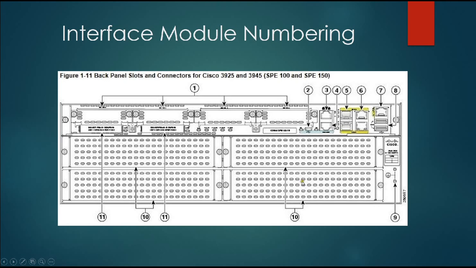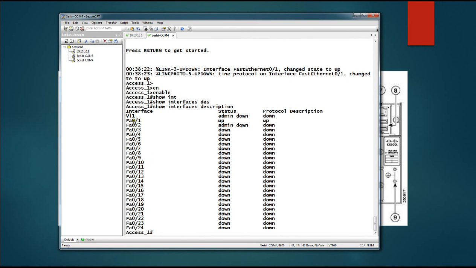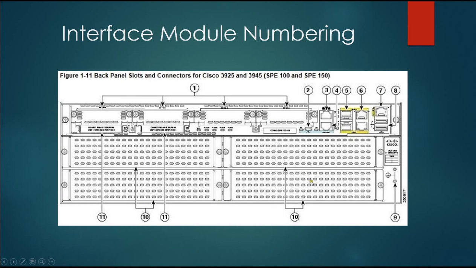FA1/1. And this would be FA2/1 and FA3/1 and 4. So the first number is the module number and then the interface. So we go back here, module 1, 2, 3, and 4, and then the interface.